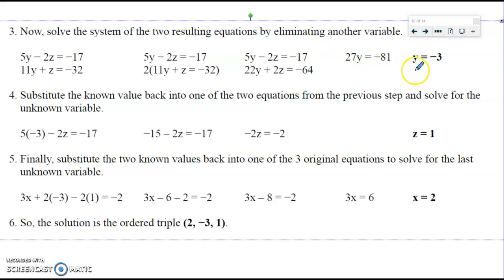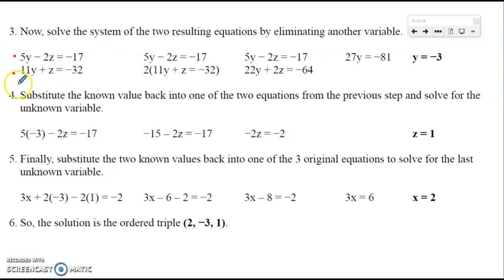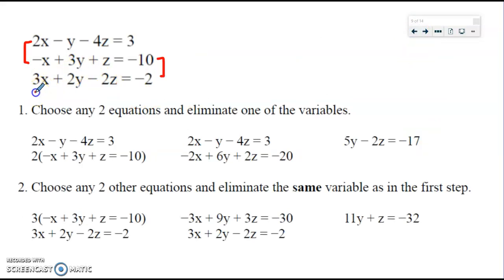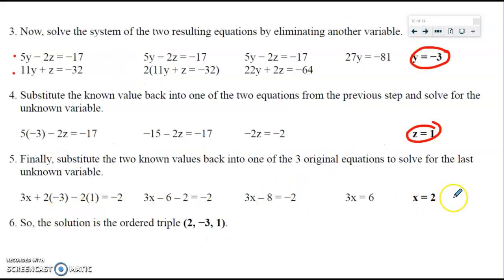And once I know what y is, then I can substitute it into one of these 2 equations to find out what z is. So I plugged negative 3 in place of this y, and I solved that equation. I got z to be 1. Then I go back to the beginning. Now I know what y is, and now I know what z is. So I choose one of these equations, this third equation, and I plug y and z in in order for me to find out what x is, and I get x to be 2.